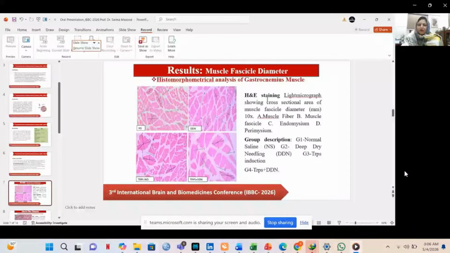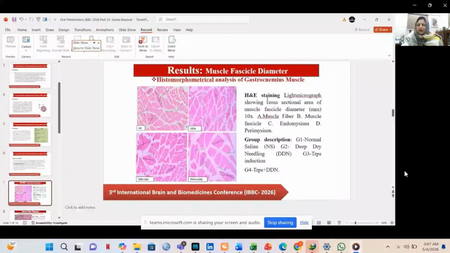Here you can see the micrograph indicating different muscle groups, starting with the control group. A is indicating muscle fiber, while B is muscle fascicle, and C is endomysium, which is the connective tissue around the muscle fiber, and perimysium, the connective tissue covering the muscle fascicle. You can see the description of results here: G1 group is having normal saline, G2 is the deep dry needling group, the third is G3, the trigger point group, and the fourth group is having both trigger points and deep dry needling.